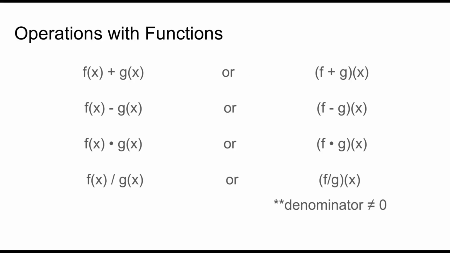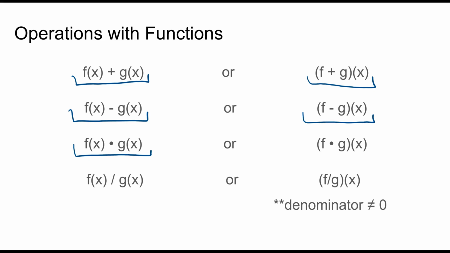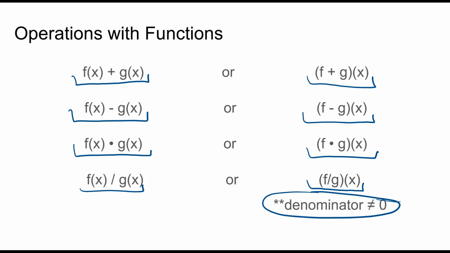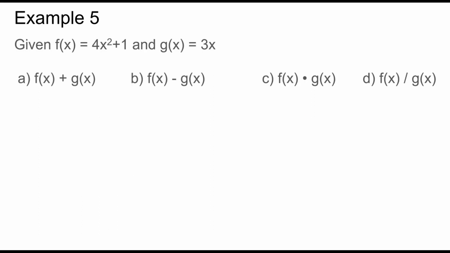Operations with functions can look two different ways. f of x plus g of x, or f plus g of x. They mean the same thing. f of x minus g of x, or f minus g of x. f of x times g of x, or f times g of x. f of x divided by g of x, or f divided by g of x. We need to make sure that if we have an x in the denominator, we state that the denominator cannot be 0.